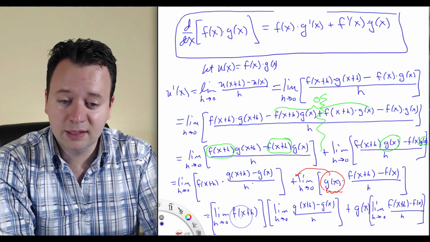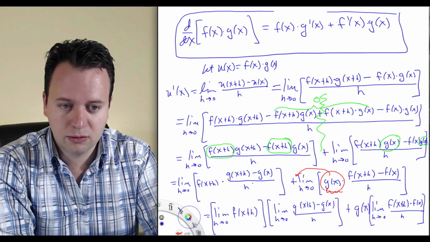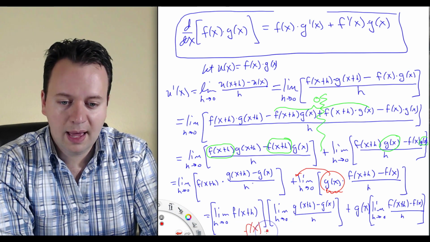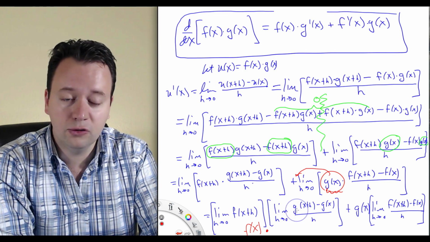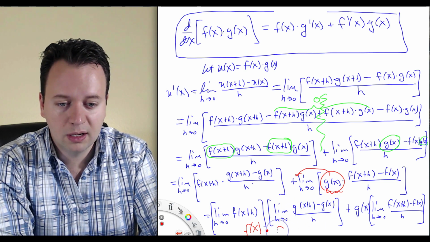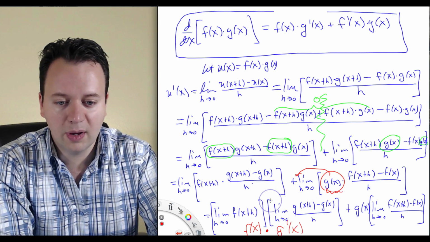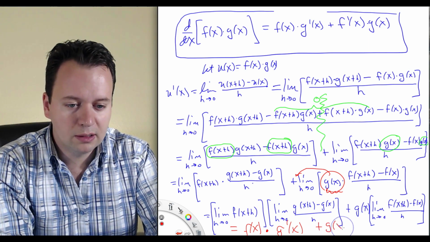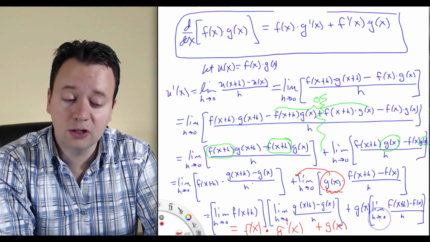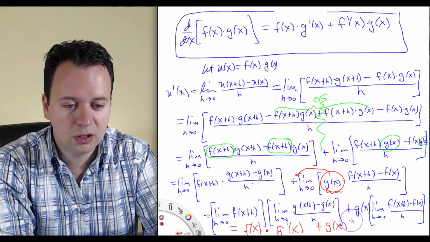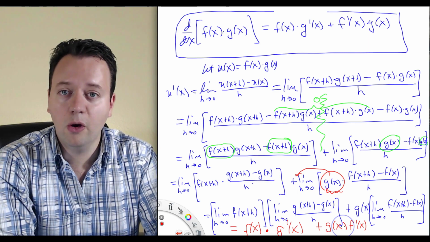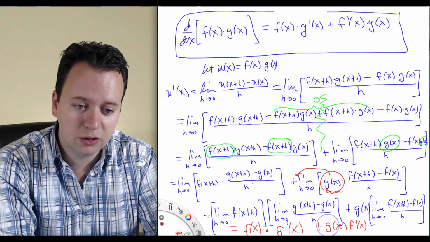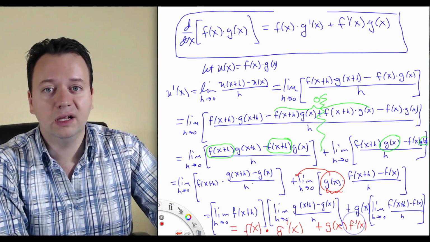Well, the limit as h goes to 0 of f of x plus h is just f of x. And then times the limit as h goes to 0 of g of x plus h minus g of x over h is just g prime of x. So we have f of x times g prime of x. And then we have plus g of x from here, and then the limit as h goes to 0 of f of x plus h minus f of x over h is just f prime of x. So lo and behold, the derivative of f times g is just f times g prime plus g times f prime, and we proved it using the limit definition of the derivative.